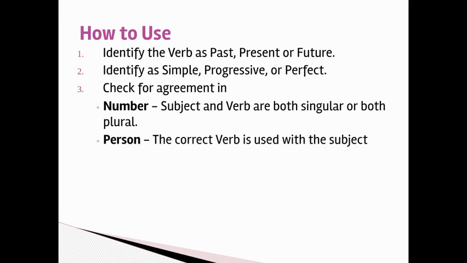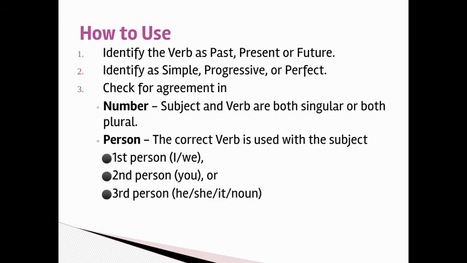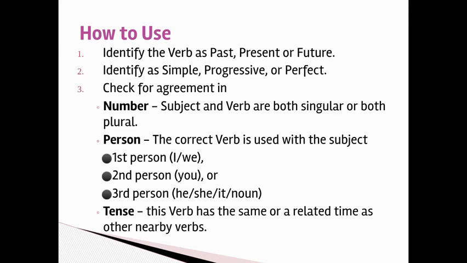Person, the correct verb is used with the subject. This is where we look at not saying I is, I are, it's I am. So we want to make sure that the correct form of it, especially important when we're using pronouns. When we're using common nouns, we're using proper nouns, it's actually a lot easier to get this straight. So again, the first person is I and we. Second person is you. Third person is he, she, it, or a noun. And we have the correct form of that be or have with that helping verb.